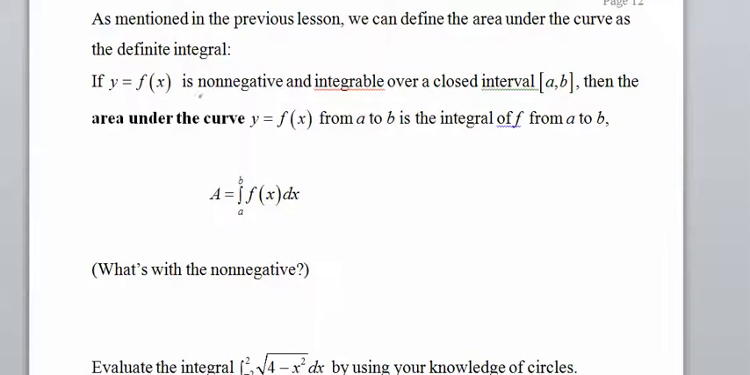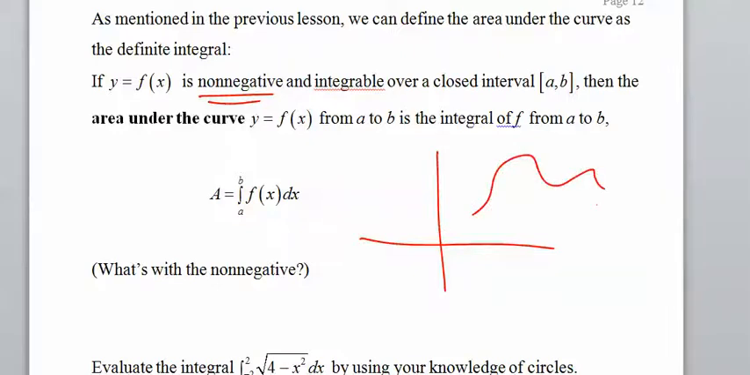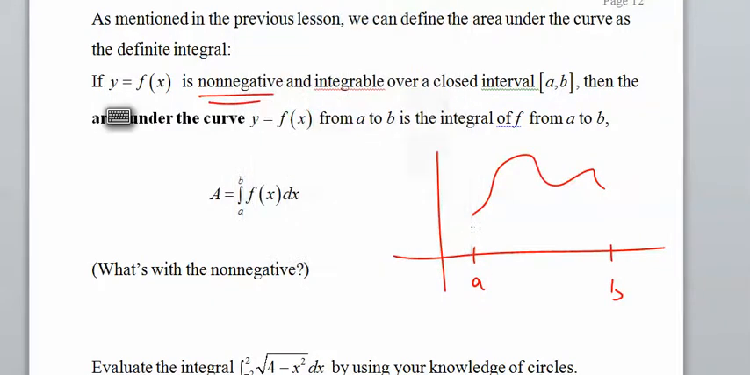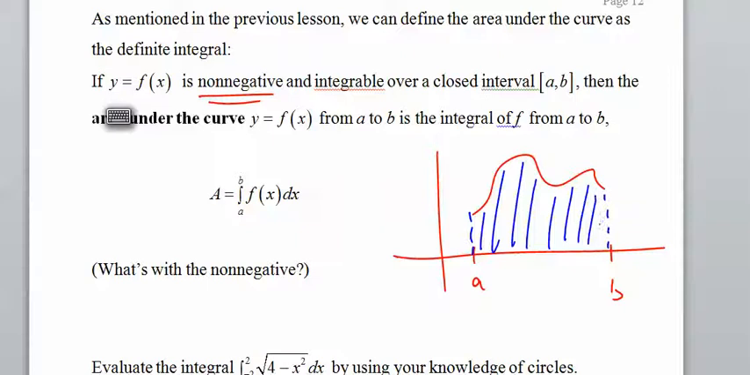It says, by the way, it's got to be non-negative. What that means is that it has to be above the axis, so it can be anything up here from a to b, and then we'll get the area. But if it's below the axis, the integral will be negative. So don't worry about it. We're just doing integrals today. We'll get into the whole area thing eventually.